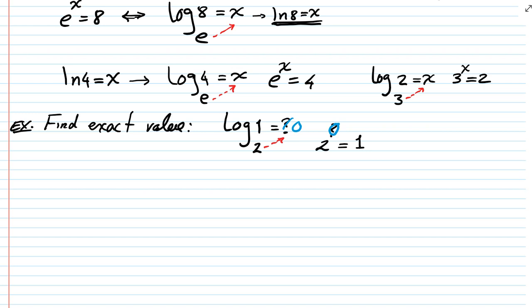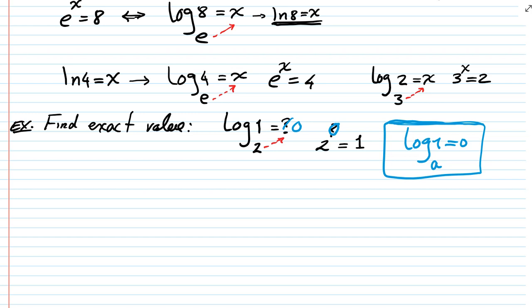In fact, the base could be 20. The base could be any valid base, right? Log of 1 in any valid base a is 0. And we're going to actually make that one of many properties of logarithms. Okay, so we have that one.